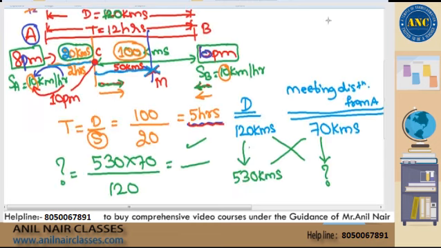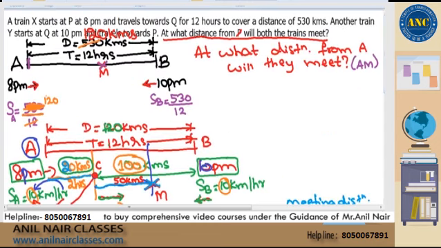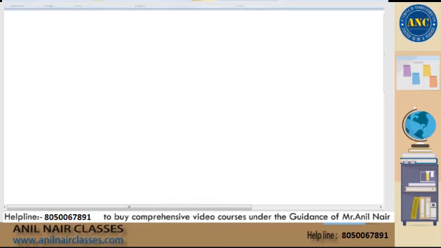See here, sir. This question says, at what distance from A will they meet? They are asking you the distance. Suppose, for example, another question I will take. I will explain the question with a diagram. A train is traveling from A to B. Everyone listen to this carefully, sir.